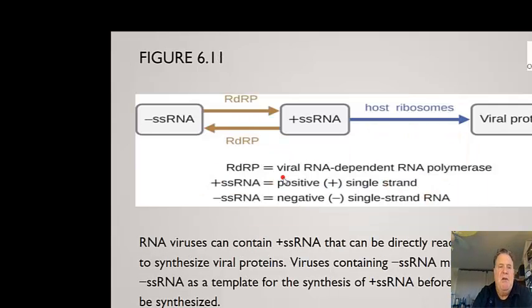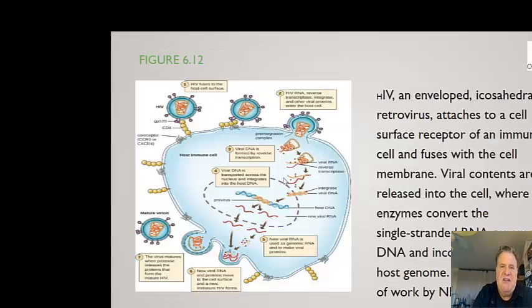When we talk about RNA viruses, we can have a plus strand, single-strand RNA that can be directly read by ribosomes. This essentially looks like a messenger RNA to a cell. Or we can have a negative strand, which is actually used as a template to synthesize the positive strand before it can be read.